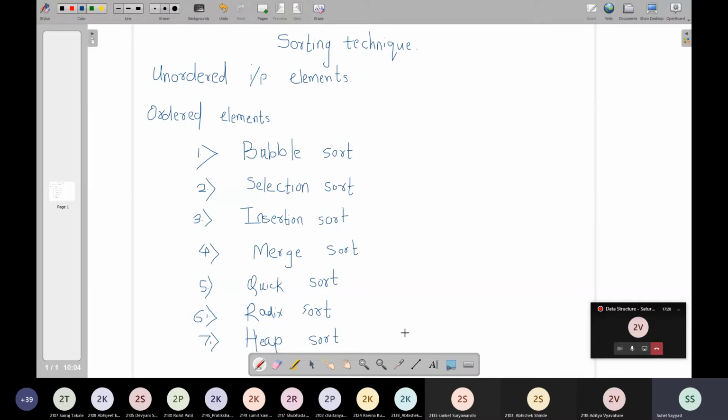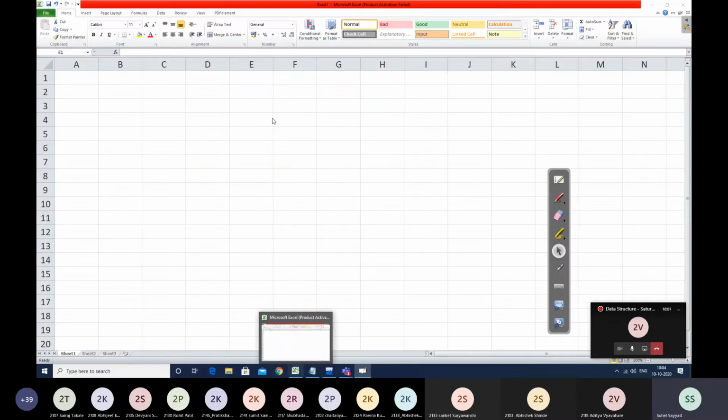So these are the different sorting techniques which I have listed, and we are going to discuss them one by one. Each of these techniques has its own benefits, its own way of working, and its own drawbacks, and we are going to compare them. But what is common in all these techniques is that the input is unordered elements and the output that we get is an ordered set of elements. Is it clear?